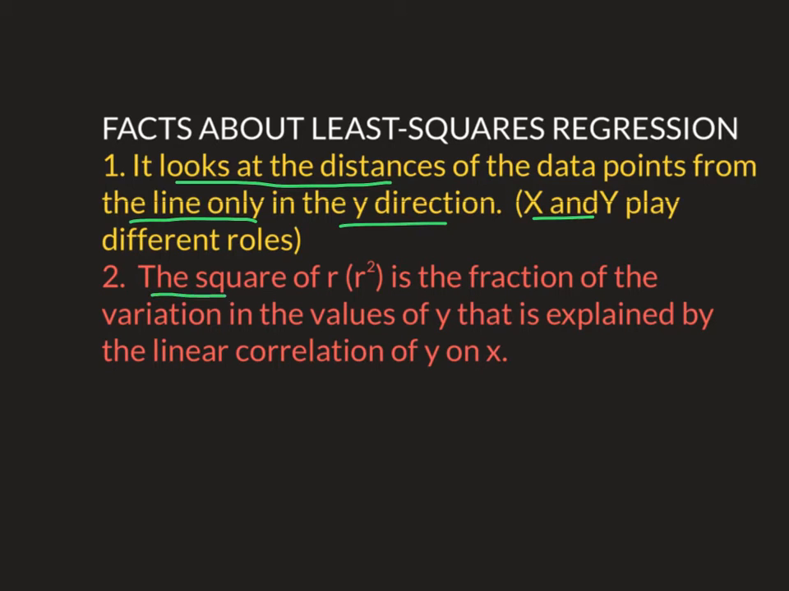So you've got to be careful what you're using for your y. Number two, this is huge. This is one of the most important things today. R squared is the fraction of the variation in the values of y that is explained by the linear correlation or linear relationship of y on x. That sounds really complicated. I'm going to show you one on the next slide to help it make sense. But get that down. Part of the change in y is because there's a linear relationship, so as x changes, y changes. That's part of the reason y changes, but it may not be the only reason. So it's a fraction of the reason.